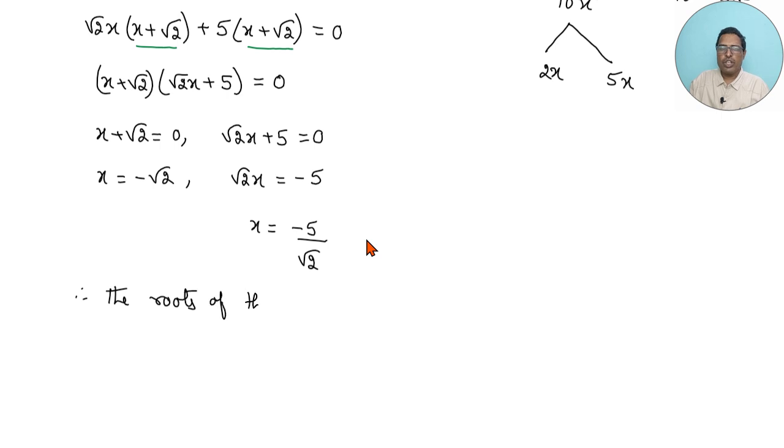Therefore you can conclude that the roots of the quadratic equation are x is equal to minus root 2 and the second root is minus 5 by root 2. So that's the required solution.